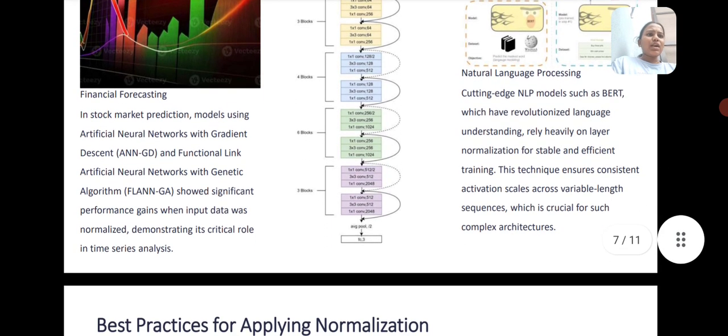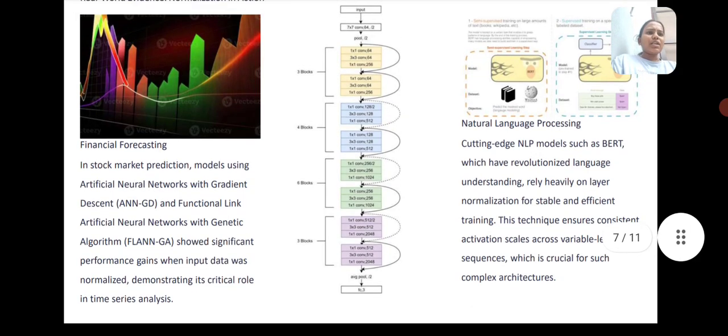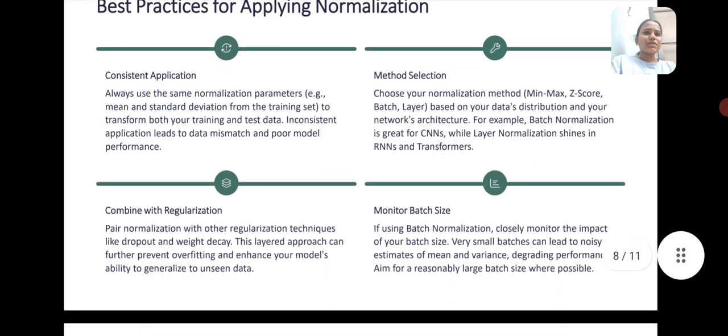Next, natural language processing. Cutting edge NLP models such as BERT, which have revolutionized language understanding, rely heavily on layer normalization for stable and efficient training. This technique ensures consistent activation scales across variable length sequences, which is crucial for complex architectures.